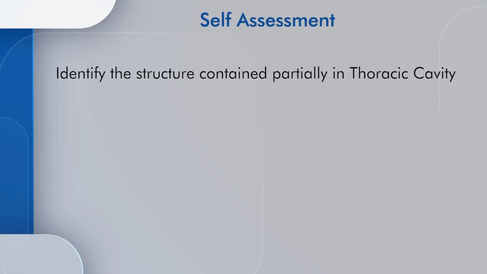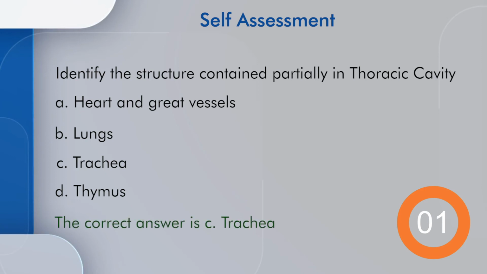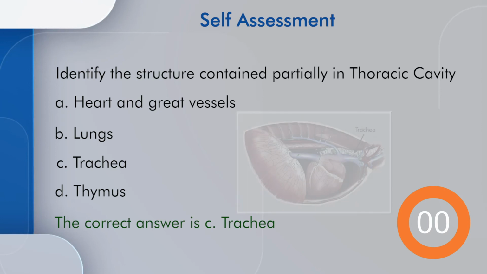Let's pause now to answer this question. Structures contained partially in the thoracic cavity: A. Heart and great vessels, B. Lungs, C. Trachea, D. Thymus. The correct answer is C. Trachea.